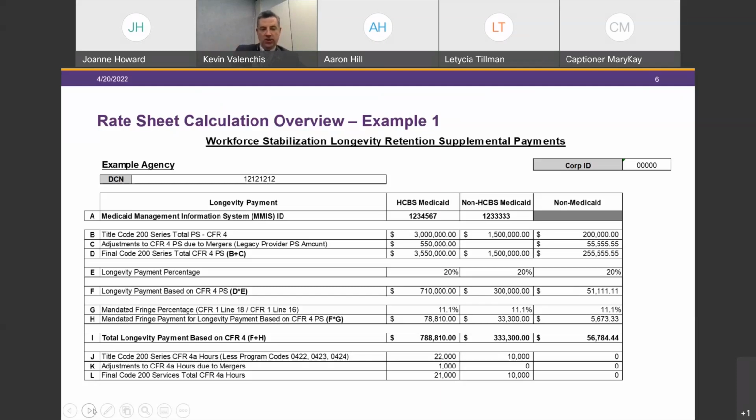So now that you're oriented to the general framework, we provided the MMIS ID that the payments were loaded to, or in the case of about 10 or so agencies will be loaded to as we try to correct for mergers and auspice changes. So just going down row B, we've identified the Title Code 200 series total personal service expense from the CFR-4.